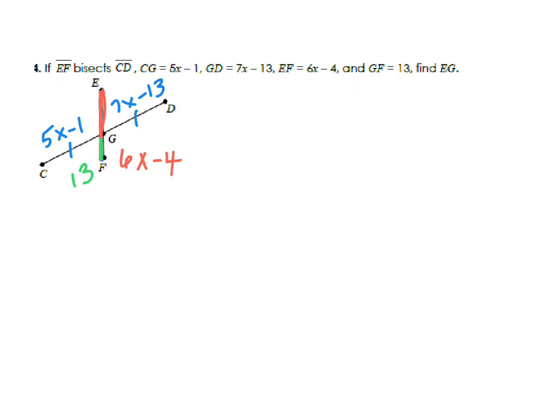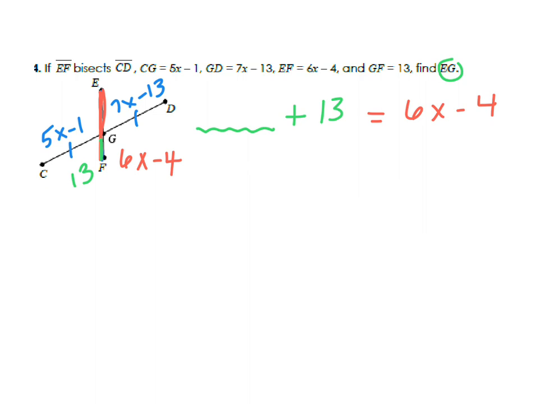Alright, this problem is particularly tricky because I don't have enough information in the red segment to solve. Okay? I know that the entire thing is 6x minus 4, and I know one of the pieces is 13, but I have no idea what this other piece is. It doesn't tell me anything about it. So I don't have enough information in that segment to actually solve what it's asking me to solve for, unfortunately.